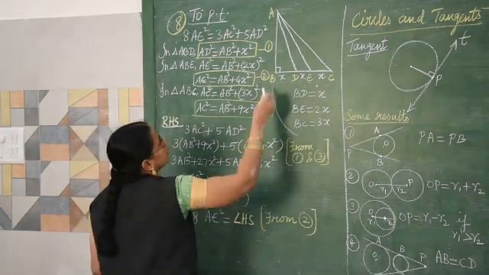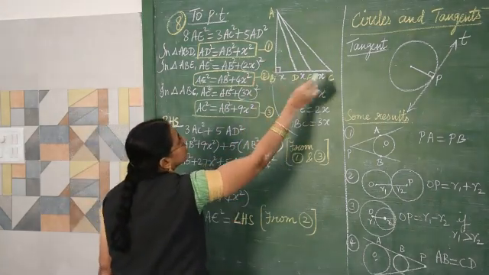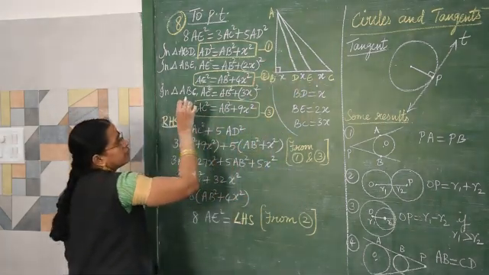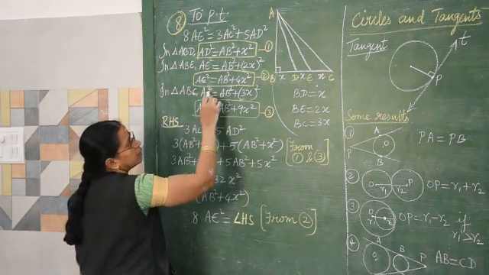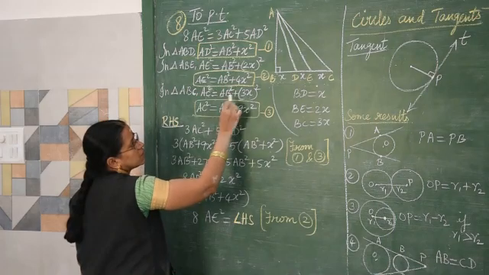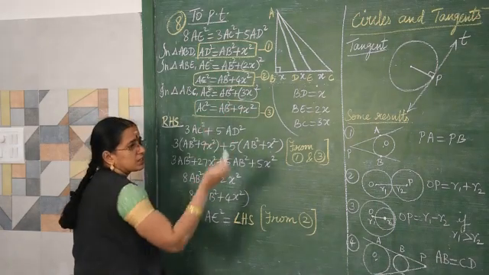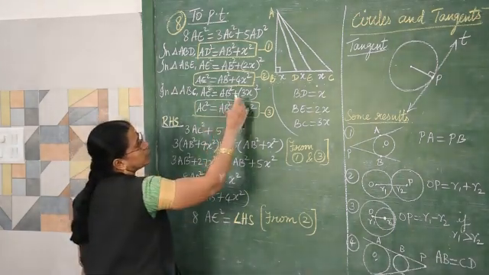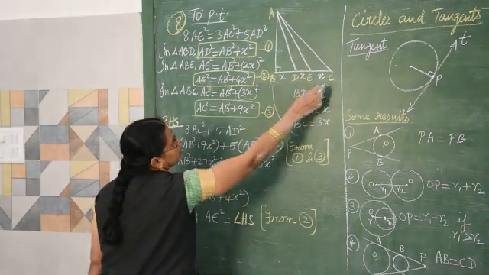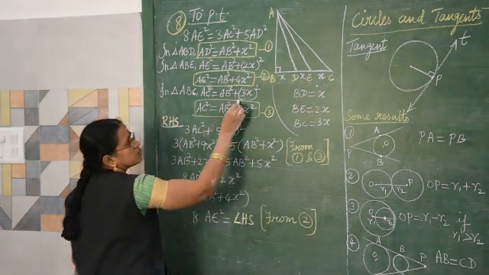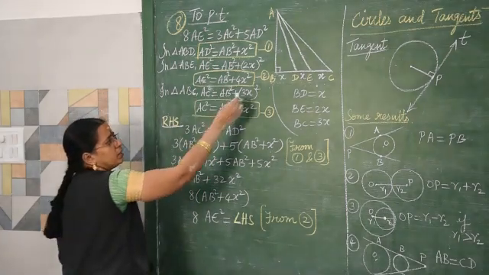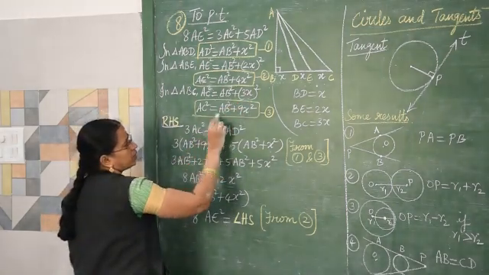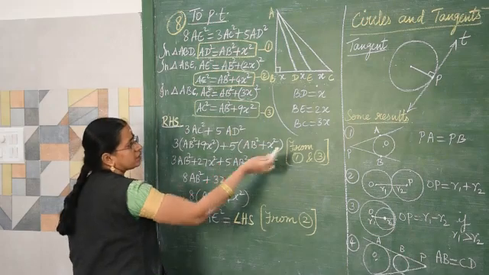Then take the full triangle ABC, and in that also by Pythagoras theorem, AC square, the hypotenuse square, equals the sum of the squares of the other two sides. Which are the other two sides? AB square plus 3x the whole square, since BC is 3x as we have written. Now squaring, 9x square. Let us take this as equation 3.